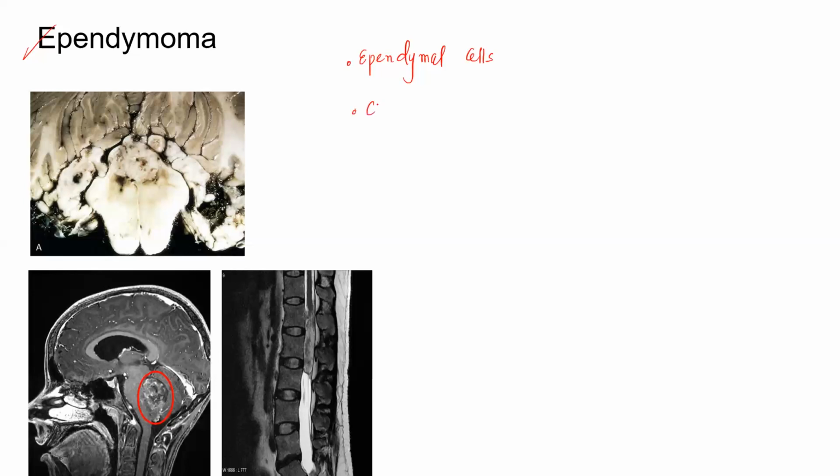In children, the most common location is the fourth ventricle. As you can see here, it is arising from the fourth ventricle, and because it is arising from the fourth ventricle, it can occlude the CSF flow, leading to hydrocephalus.